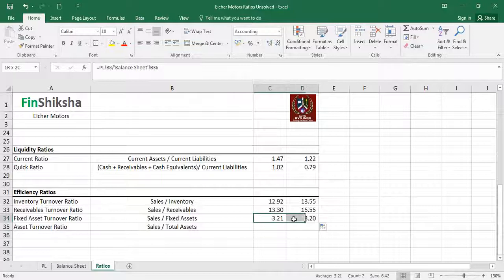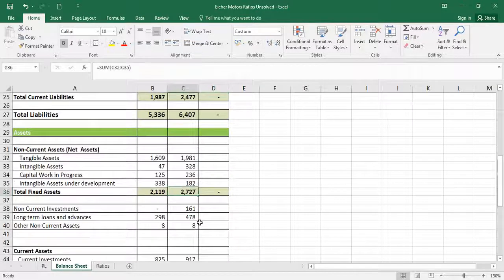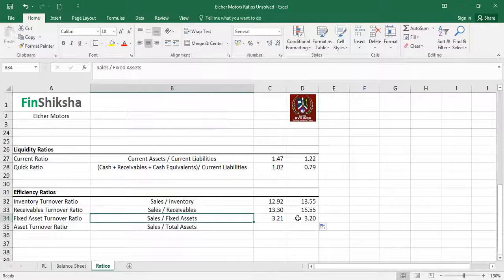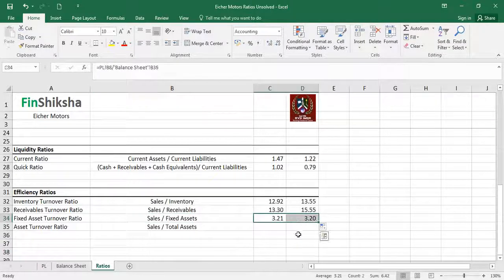Which is a good number, and they've kept this reasonably stable despite the fact that their fixed assets have gone up in the year, which means they must have done some capacity expansion and they have probably used it completely. Otherwise, if you just do capacity expansion and don't use it, then fixed assets will become higher, sales will not go up, and then this number should go down. The fact that this number is stable gives us some interesting points to ponder. We will ponder them in detail as we go along.